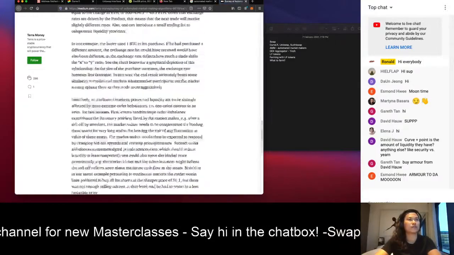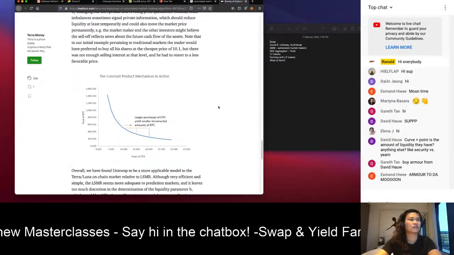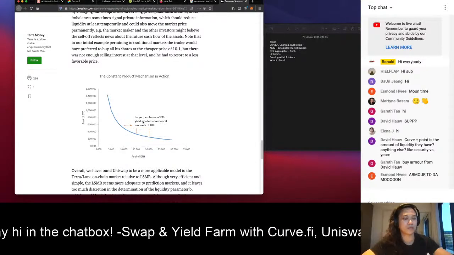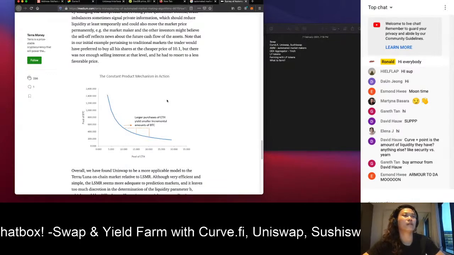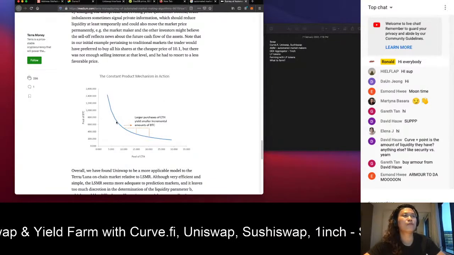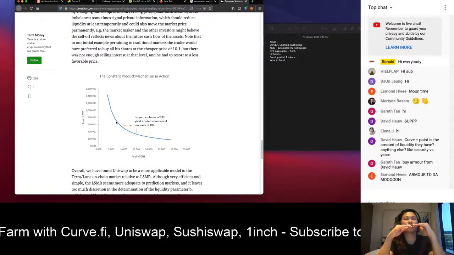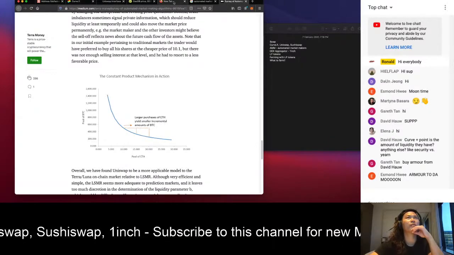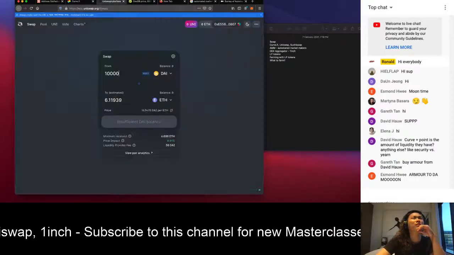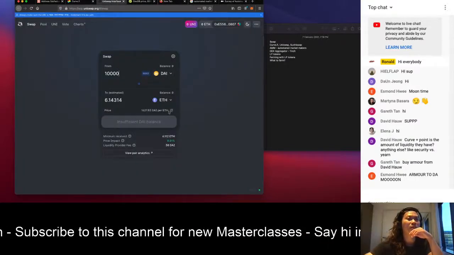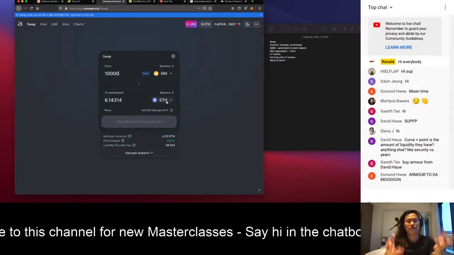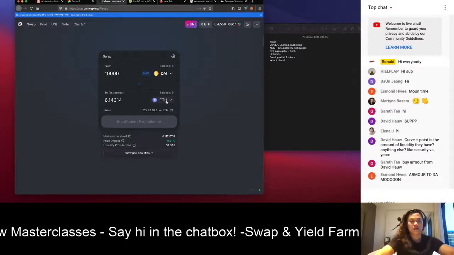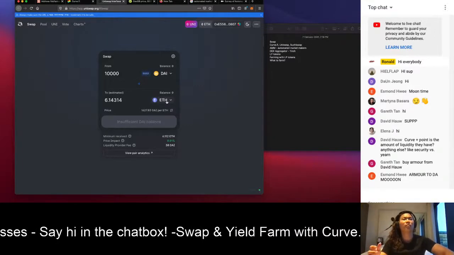I just want to show you the graph. We don't need to look at the mathematics. This is the graph behind the automated market maker, right? The idea is that when we put tokens into the pool, we put them in separately. Look, it's between DAI and Ethereum. So DAI and Ethereum are both your components, right?